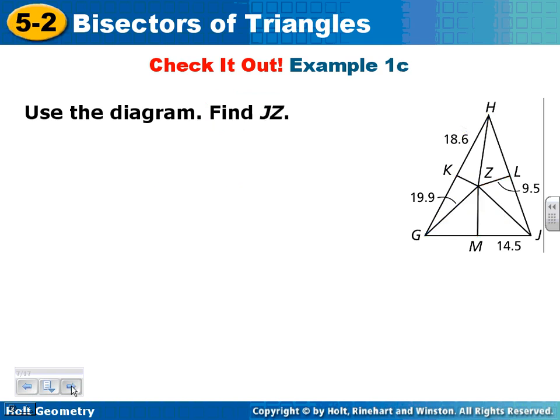Let's do another one. Find JZ. From J to Z, it would be this length right here. That's what I'm trying to find. Well, it would be the same as this length and the same as this length. Notice this one is 19.9. That means that all of them are 19.9. So JZ is 19.9.